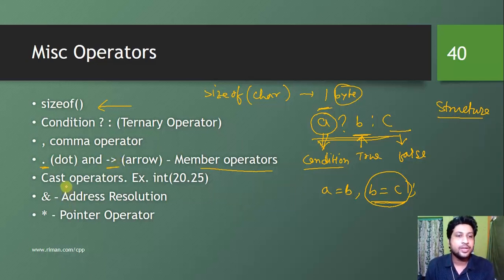Then we have cast operations, which are like typecasting. You can cast this particular float number into an integer using the cast operator. Then we have the address operator. Ampersand is the address-of operator that returns the address of a particular variable. And then we have the pointer operator that returns the value of a pointer.